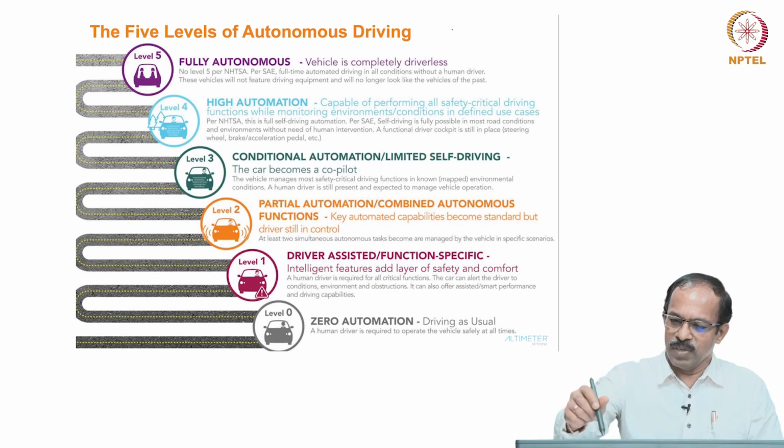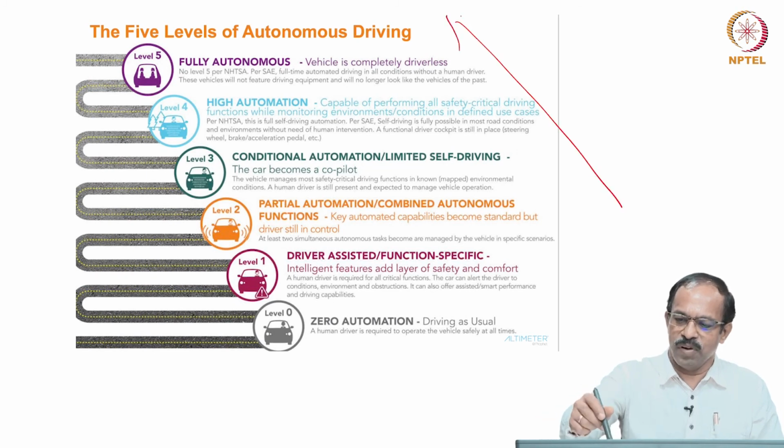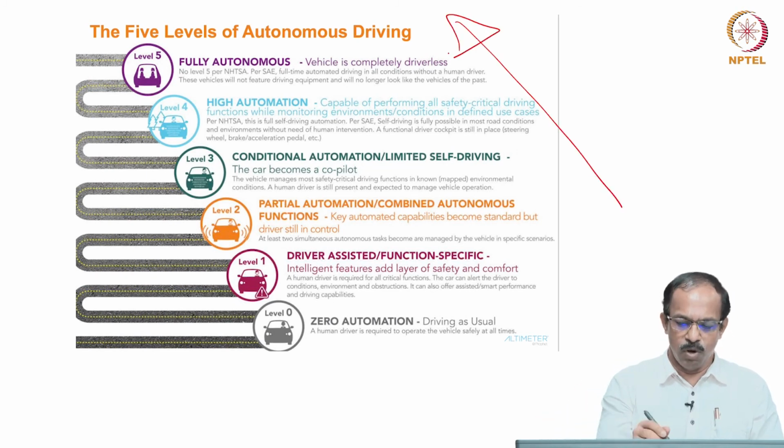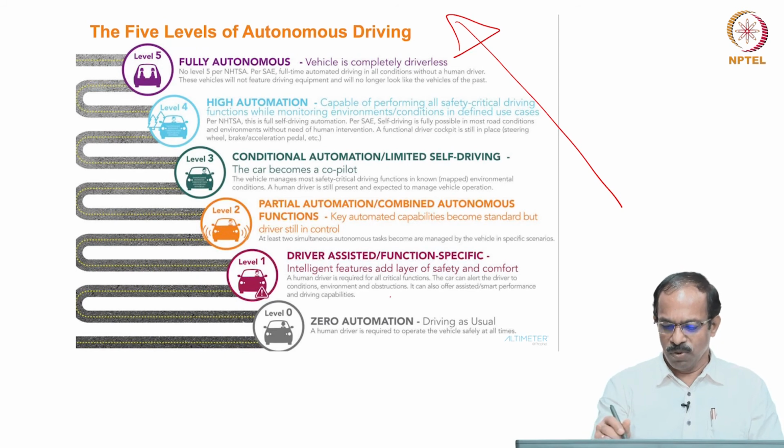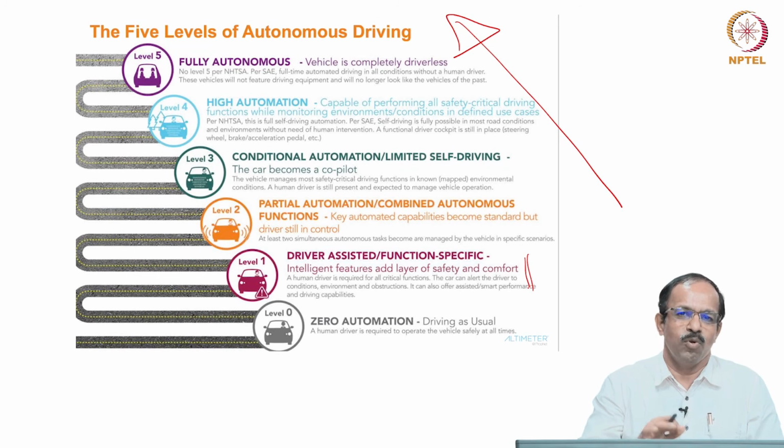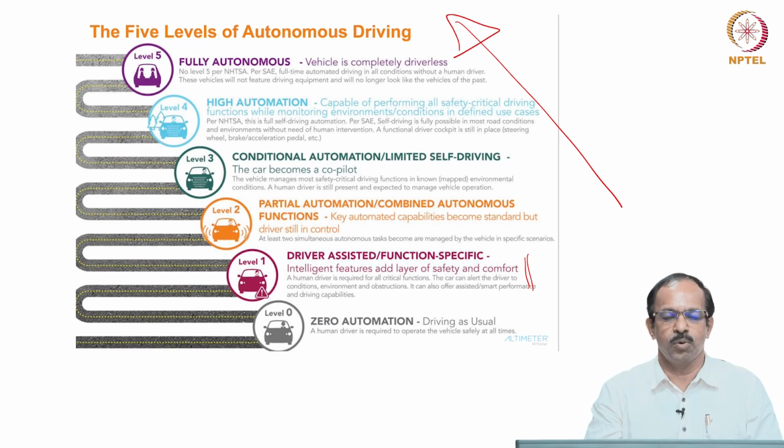So the full autonomy is, as I told you, far away, but we need to go step by step. Driver assisted functions are one way to move forward. You might have heard about cruise control and other features in cars, where you can fix a speed and the car will go at that speed, of course without much intelligence. But then we can actually add intelligence.